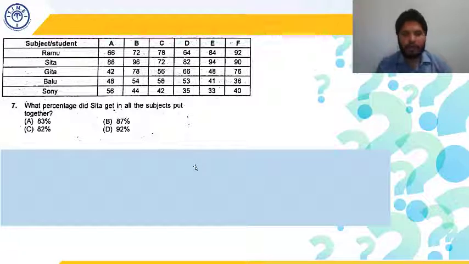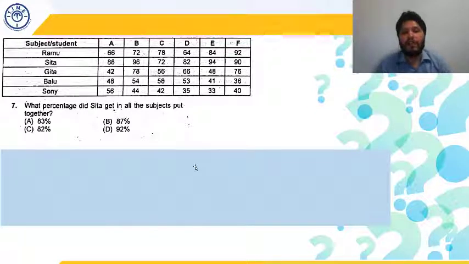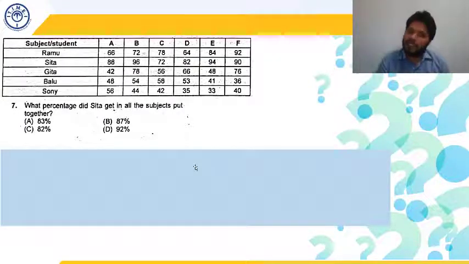I hope you have at least got the direction of what has been asked and how to solve it. What has been asked in this question? Percentage of marks of Sita in all the subjects together. So what is the aggregate percentage of Sita? How can we get the aggregate percentage? Total marks obtained by Sita divided by total maximum marks, and we have just got the idea from the given data set that total marks is 100 for each subject, and if there are 6 subjects then total marks is going to be 600.